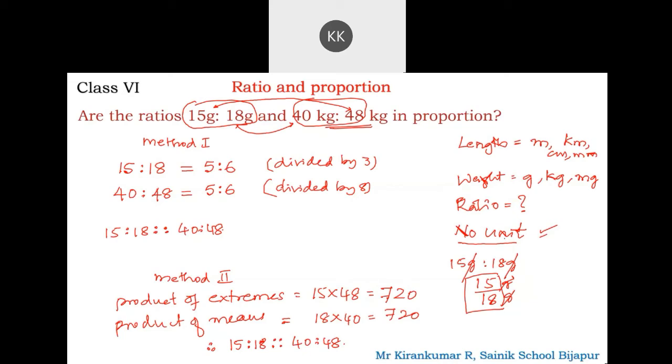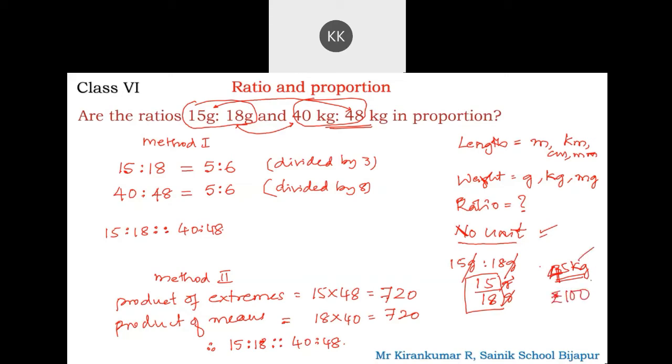Understood? Sir, if the units are different, like 15 is kg and 18 is gram, then what do we have to do, sir? Nitin, I said a ratio of two quantities of the same unit should be considered. Otherwise, we should not find the ratio. I'll give an example now. Nitin, your weight is 45 kg, and in my pocket there are rupees 100.